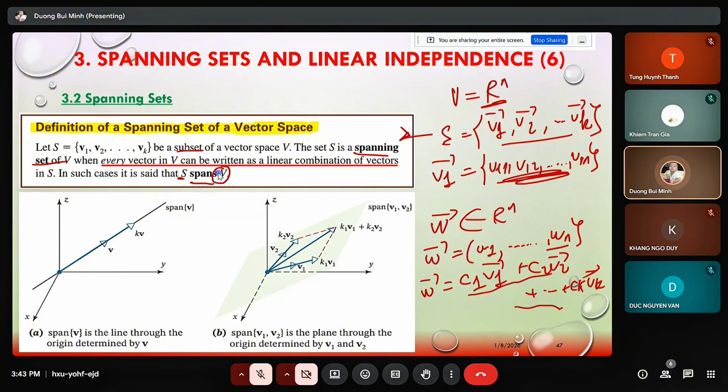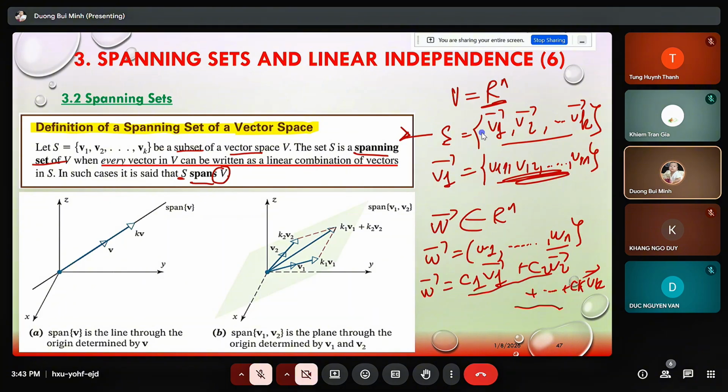Okay, so now we know spanning sets, right? Spanning sets mean any vector in vector space V can be expressed as a linear combination of all vectors in S. We say spanning set. Now to the questions. The subspace is a spanning set: yes or no? And spanning set is a subspace: yes or no?